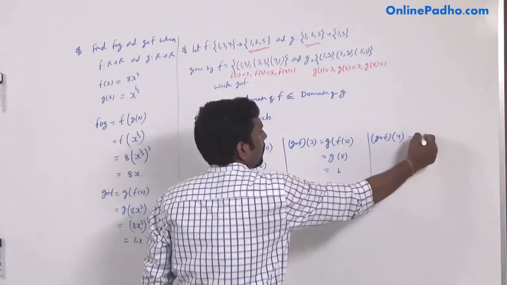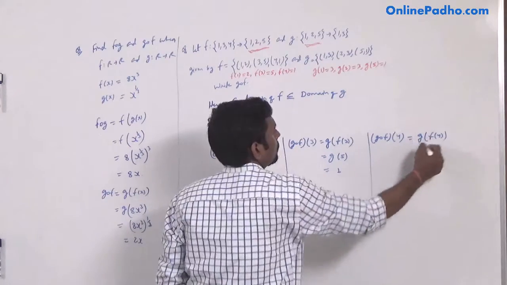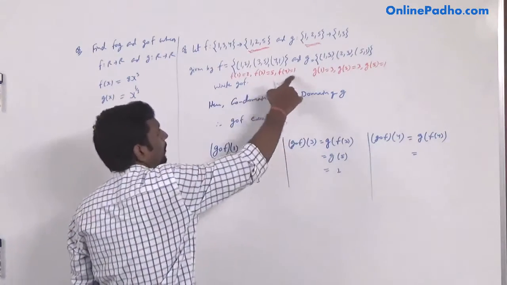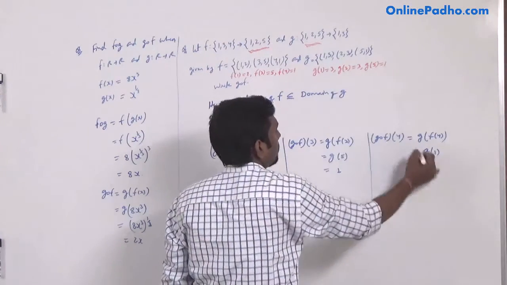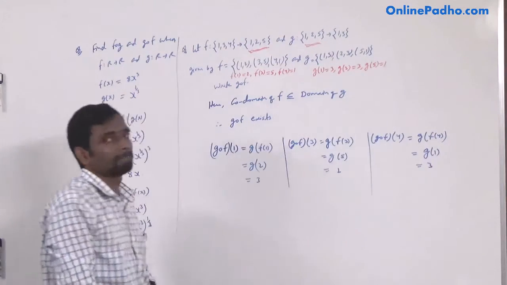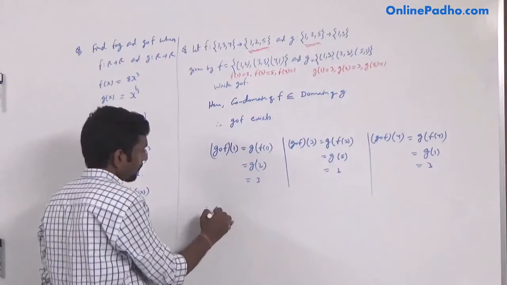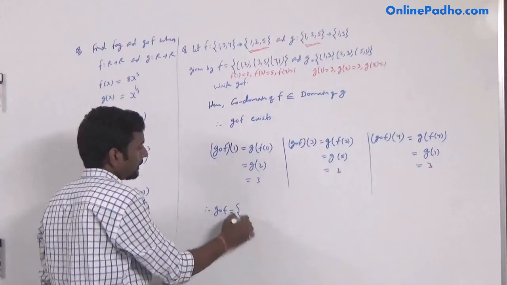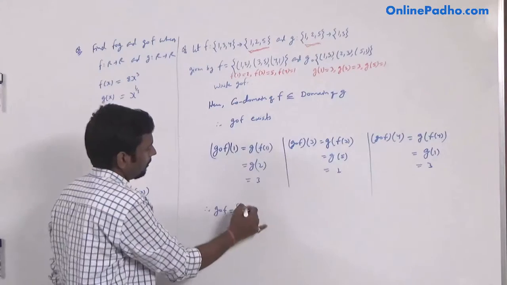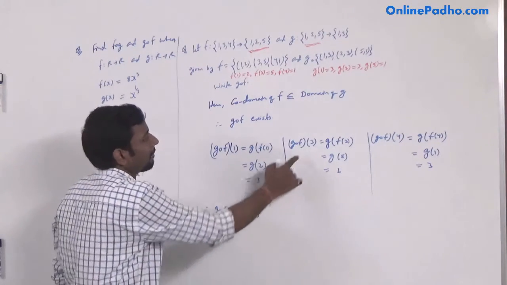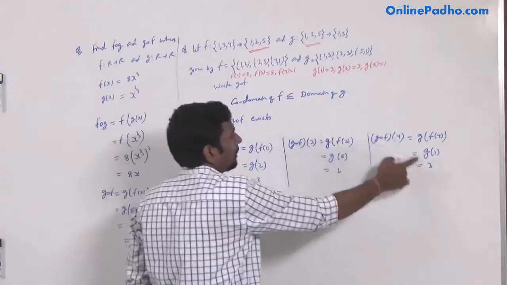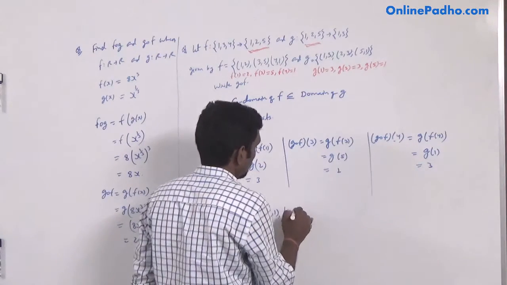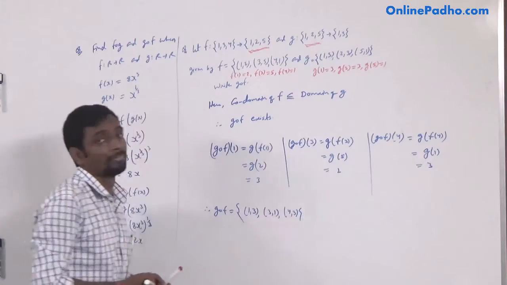Now g of f4. f4 is 1, so this is g of 1, and g1 is 3. Therefore GOF can be written as the set {(1, 3), (3, 1), (4, 3)}. (1, 3) is an ordered pair, (3, 1) is another ordered pair, and (4, 3) is another ordered pair. This is the value of GOF.